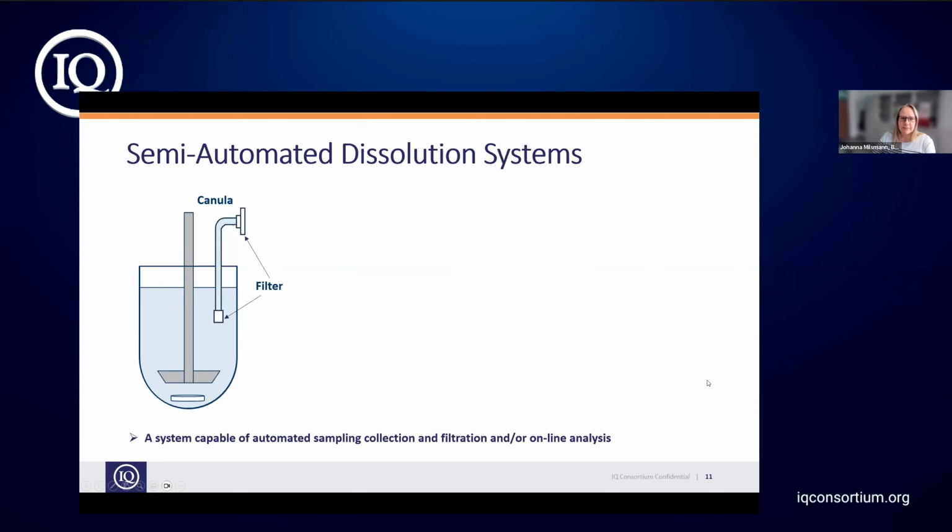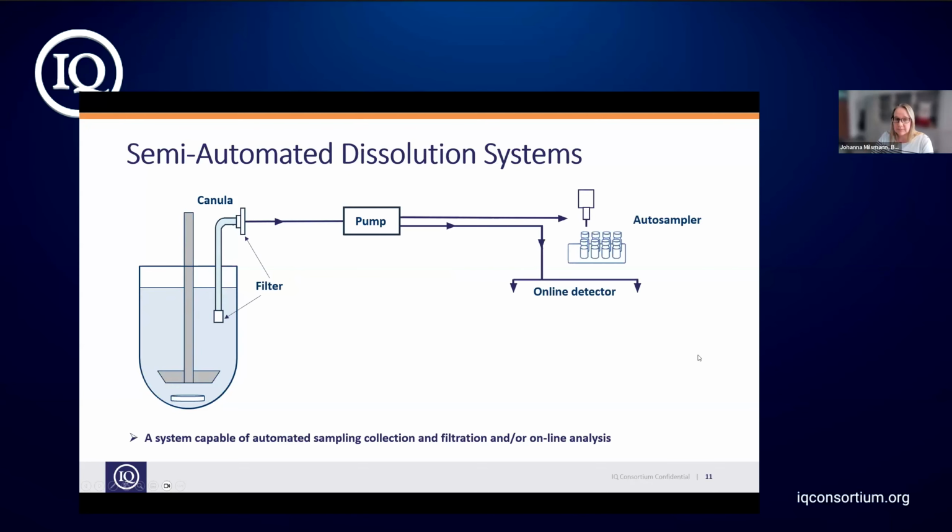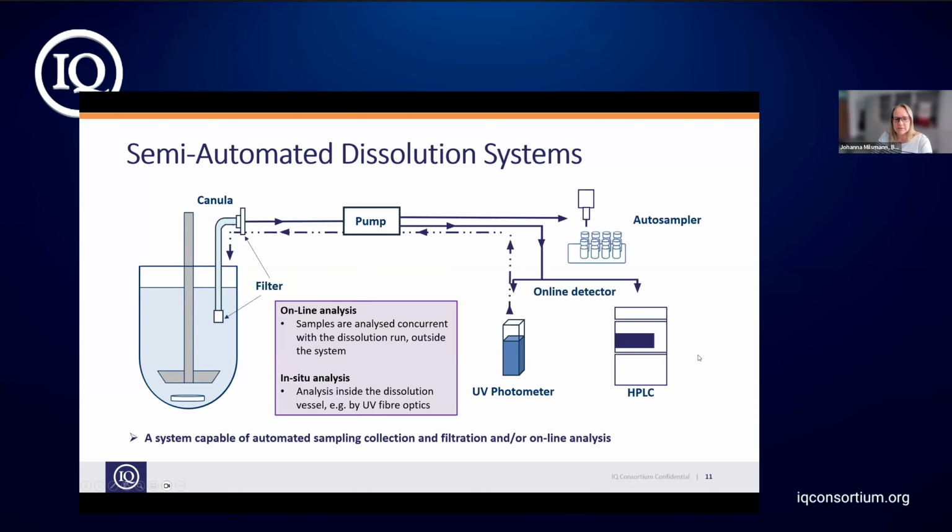When we now talk about semi-automated dissolution, we introduce a lot more variables into the system. So you have a kind of sampling device which draws samples from your dissolution setup. Usually this is introduced into the vessel during the predefined sampling times. And then we need to think about filters.